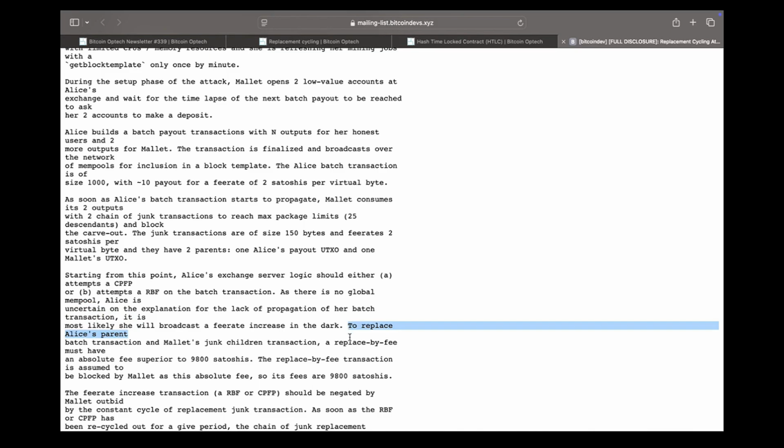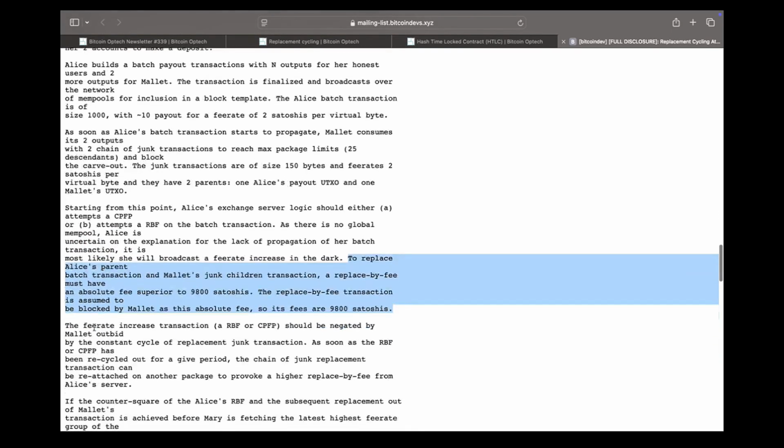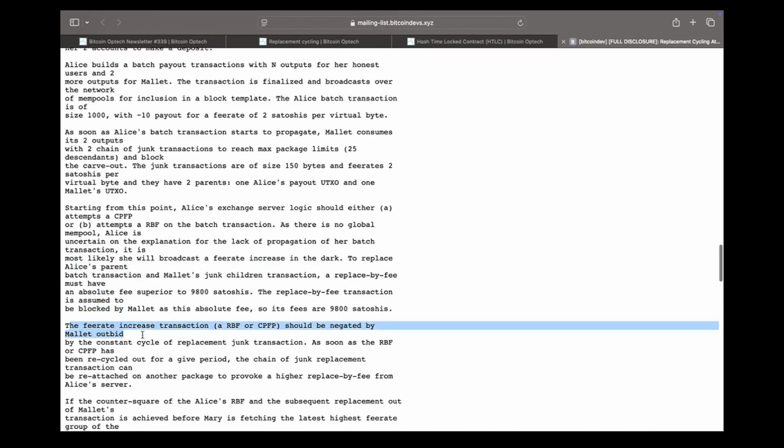To replace Alice's parent batch transaction and Mallory's junk transaction, a replace by fee must have an absolute fee superior to 9,800 satoshis. The replace by fee transaction is assumed to be blocked by Mallory at this absolute fee, so its fee is 9,800 satoshis. The fee rate increase transaction, RBF or CPFP, should be negated by Mallory, outbid by the constant cycle of replacement junk attack, right? So what happens?